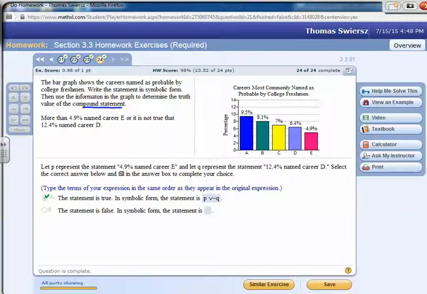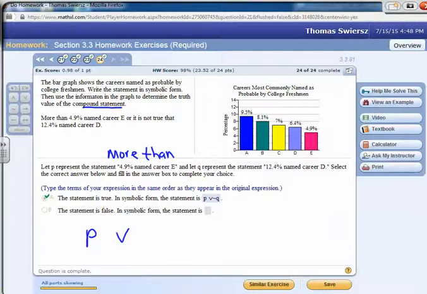Okay, now let P represent the statement 4.9% named career E. I think here they have a typo because they left out "more than." To match it, we really can't change it from something it's equal or to more than. So what we'll say is more than 4.9% named career E. So that will match this right here. So this is going to be P, or it is not true that 12.4% named career D.